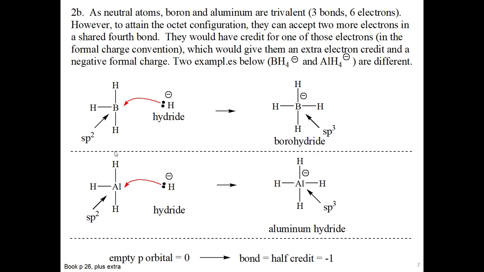Aluminum is exactly the same, right underneath boron in the periodic table. So if we added a hydride in here, the aluminum would have 1 extra electron credit and a minus charge. This is borohydride, which we will study later in the course, and this is aluminum hydride, which we will also study. Okay, they're very similar in chemistry. The aluminum is a little more reactive because it has a greater electronegativity difference, but otherwise pretty similar. Okay, so in this case, we went from an empty orbital, a 0, to a bond where we get half electron credit, so that's a -1 that we add to the structure. These are the only 2 examples that we'll look at in this manner here.